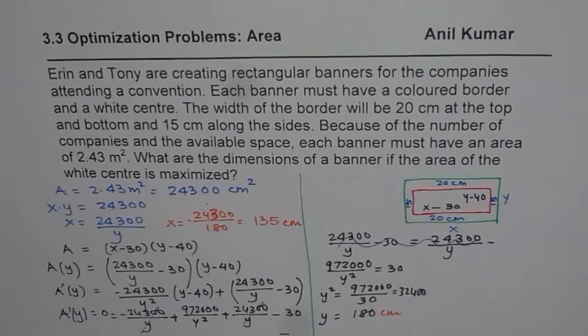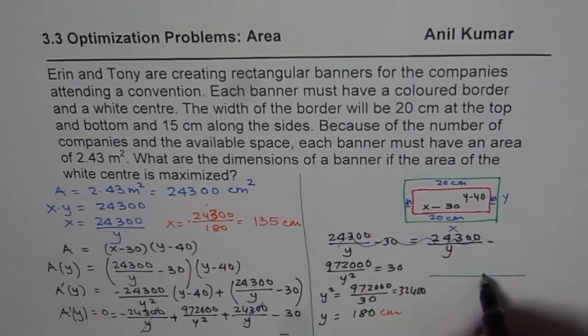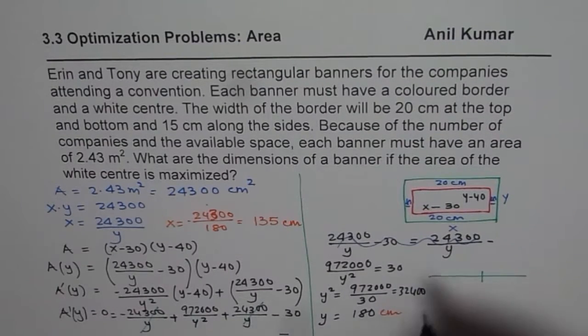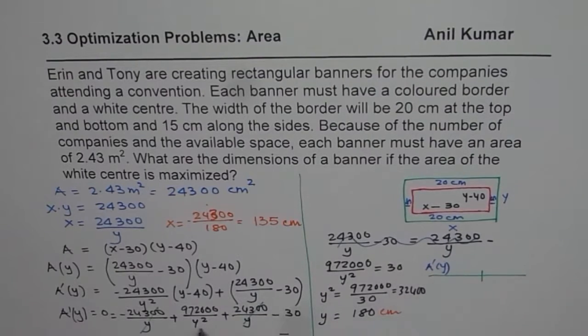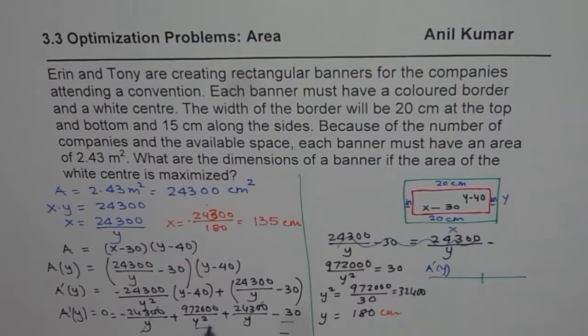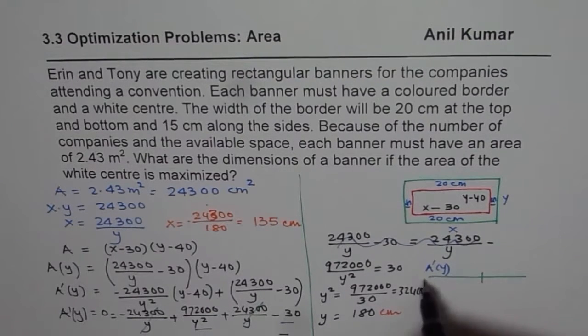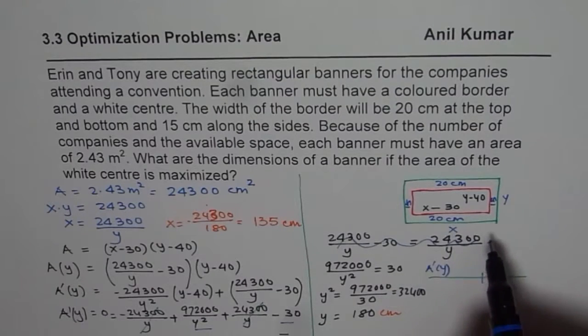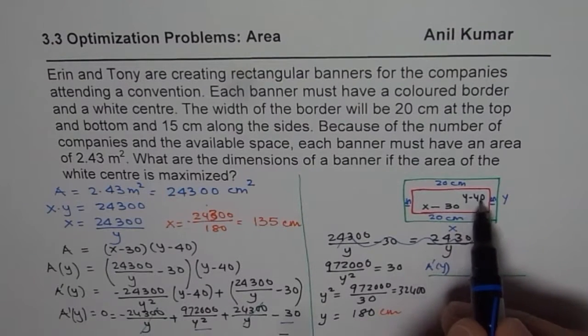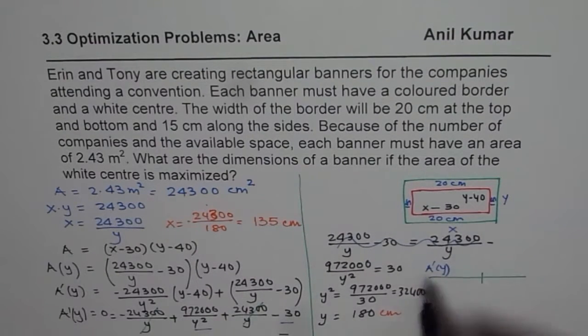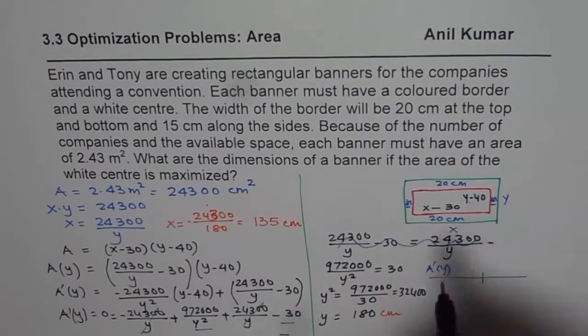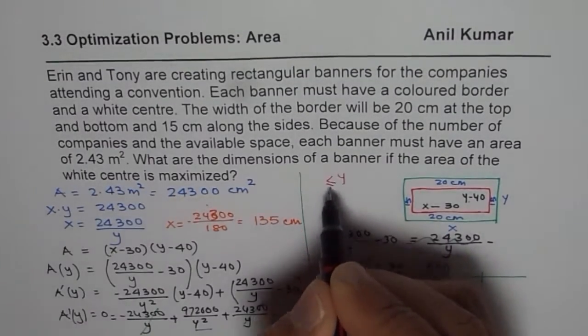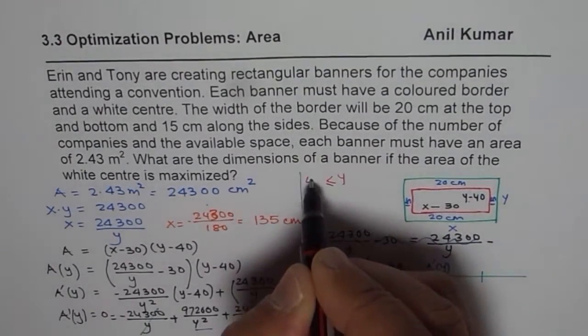Now, to show that this is indeed the maximum area, you should test your derivative A dash y, which is this minus this. If I have a value less than 180, let us take 0 on the left side. That could be the boundary condition. So we could actually find boundary conditions here. Let me write it down, I should have done it before. The boundary condition for y is 40, since it cannot be negative.